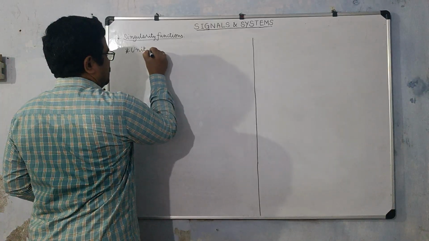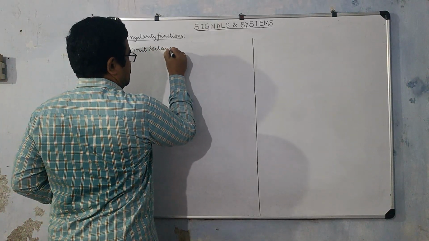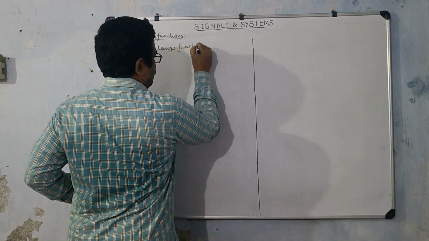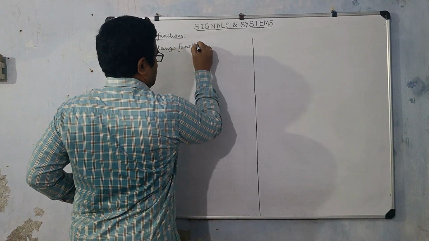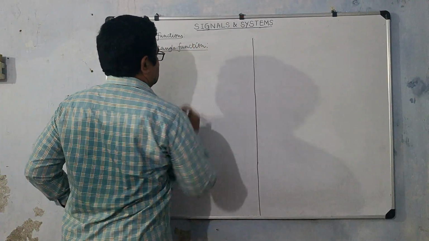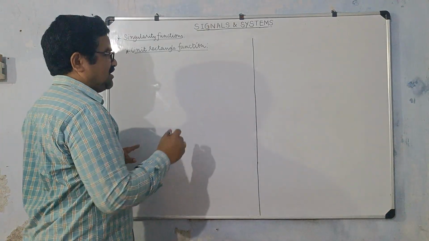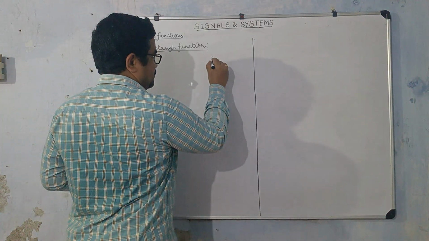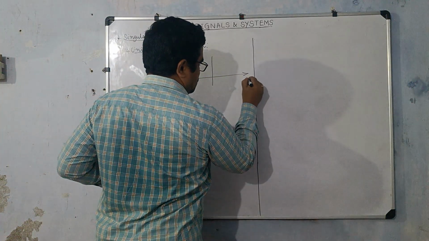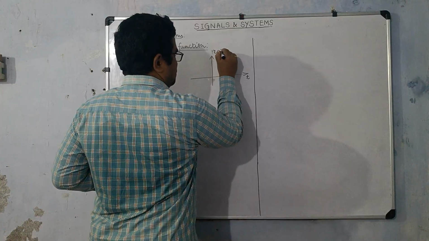Unit rectangle function. First of all, let us see the graphical representation of unit rectangle function. So it is represented as RECT of t.